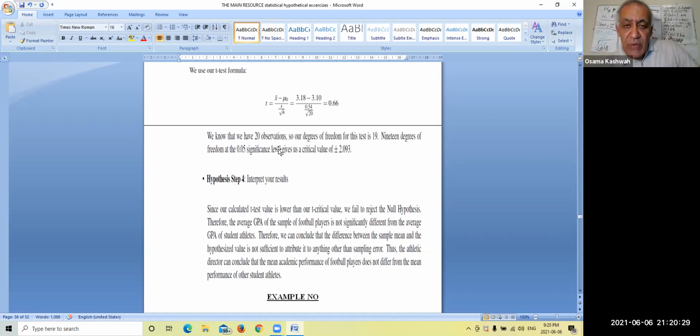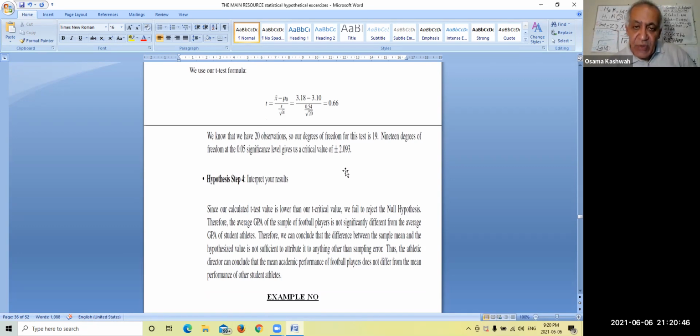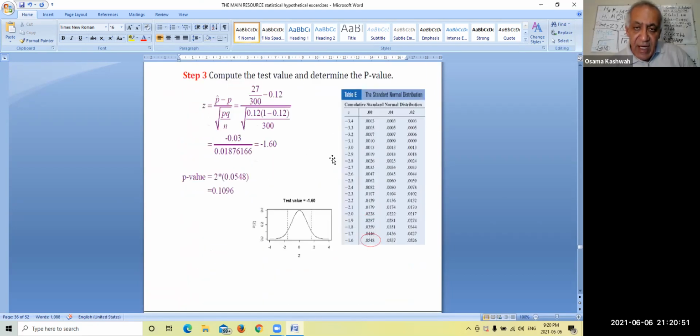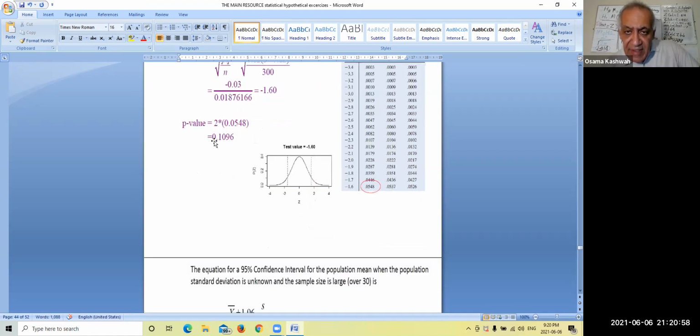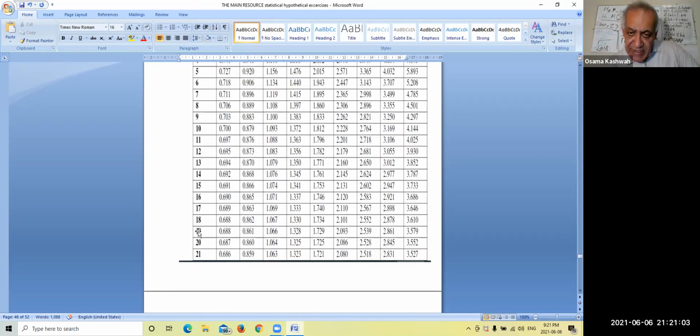Now when we look at the table, we look under n minus 1. The sample is 20, so 20 minus 1 means 19. With a significance level of 5% in the t-test, we will find this value, 2.093. Let me show you as an example. If I have the t-table here, I will show you a part. You look under the degrees of freedom, 19. I have 19 here.